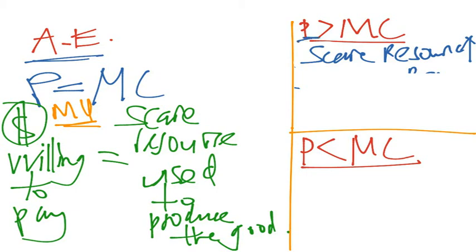And the inverse is also true. When the price is less than marginal cost, the consumer is valuing the good less than the cost of producing it, or less than the scarce resources used to produce it. So producers should reduce the amount of scarce resource allocated to producing this good, so that it reflects the price the consumer is actually willing to pay.